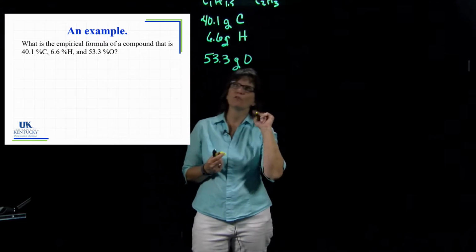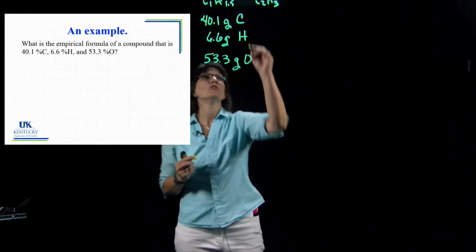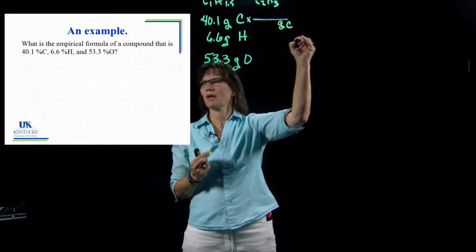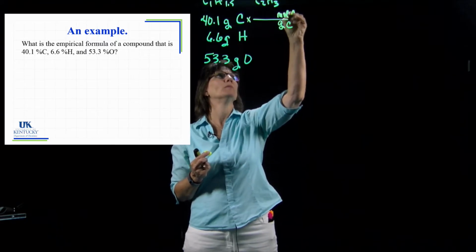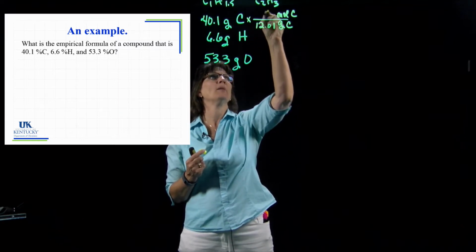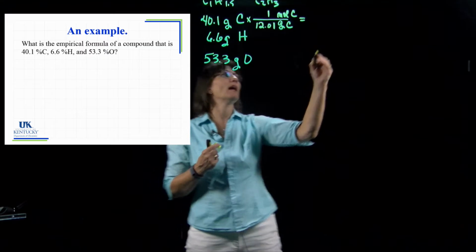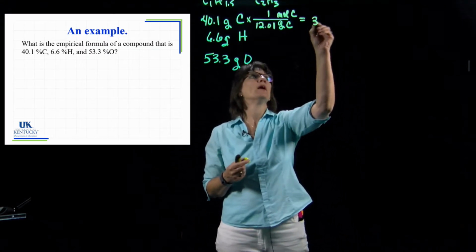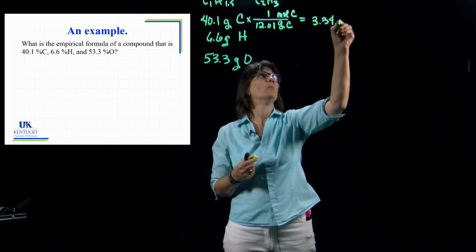Step 2 says to convert those grams to moles. So for the carbon, I don't want grams of carbon, okay? I want moles of carbon. I go to the periodic table and I know there's 12.01 grams in a mole. So when I divide those, I will have moles of carbon, and it's 3.34 moles of carbon.